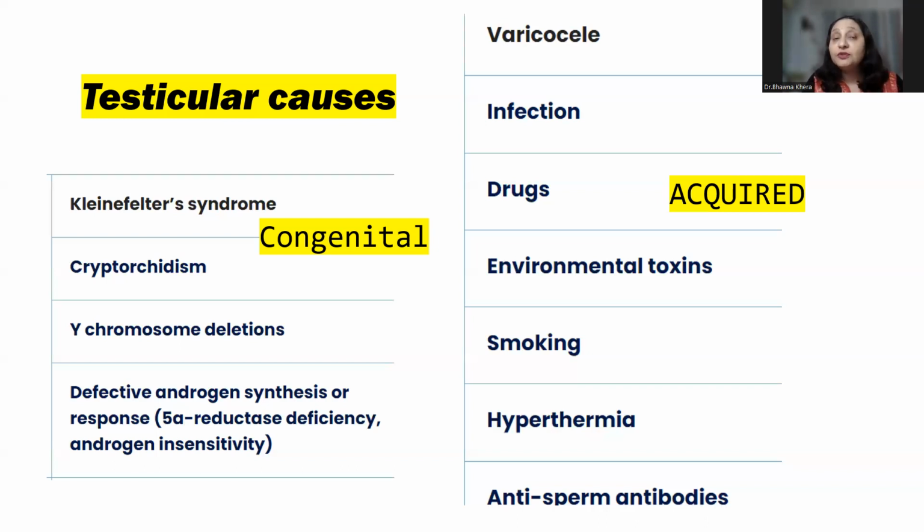I just now told you that testes lie in the scrotum, so they need lower temperatures to work. So if there is hyperthermia, long heat exposure, then it is a problem, and then there could be anti-sperm antibodies. So testes may be damaged because of congenital causes or maybe acquired causes.